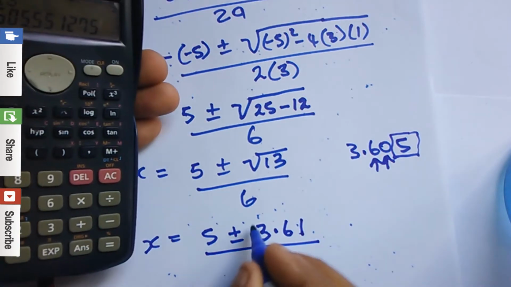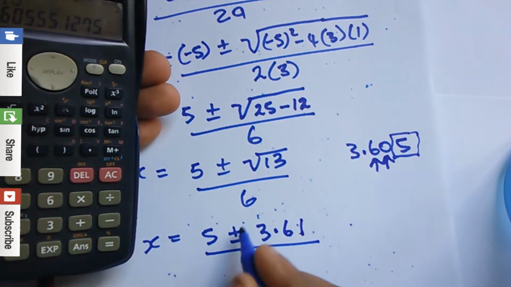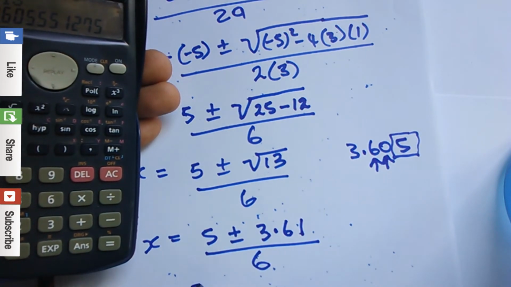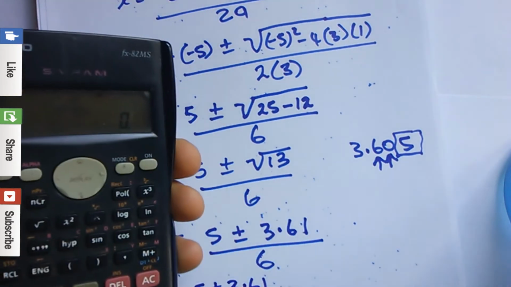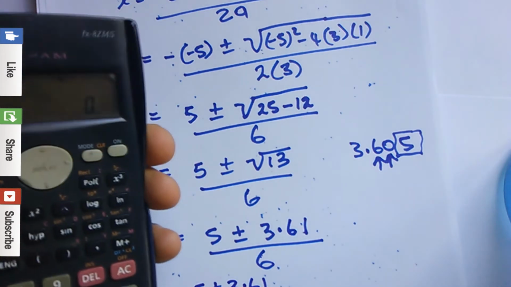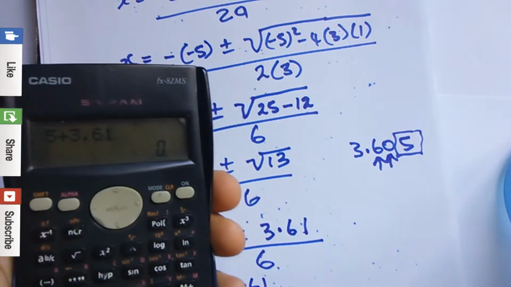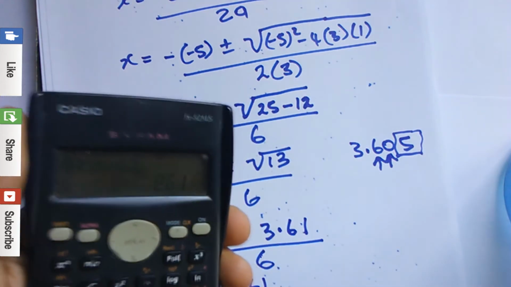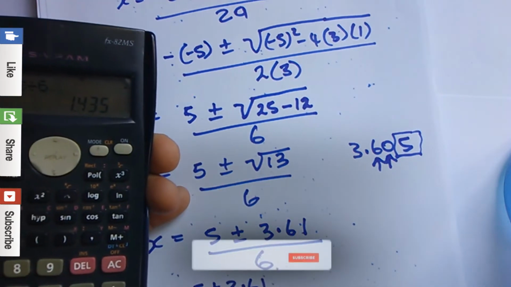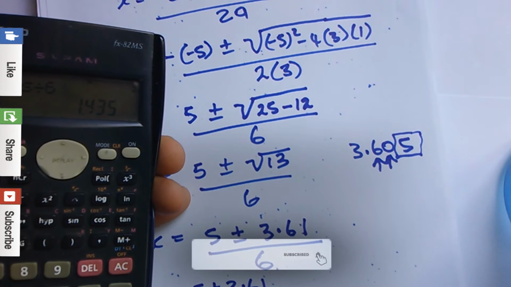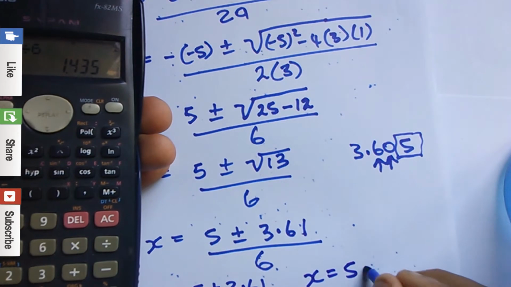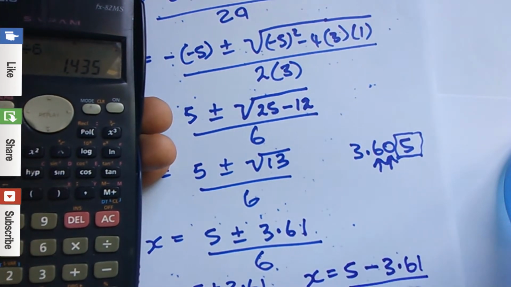When we reach this stage of the question, I'm going to write it twice. We have a plus or minus here, so I'm going to write one with the plus, one with the minus sign. So x equals 5 plus 3.61 divided by 6. I'm going to put that in the calculator. 5 plus 3.61, I get 8.61. Then I'm going to divide it by 6. I get x is equal to 1.435.